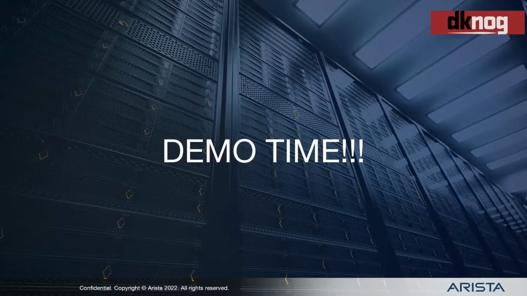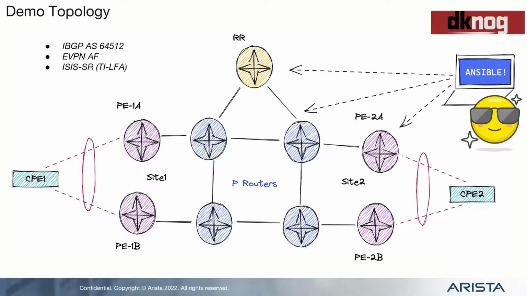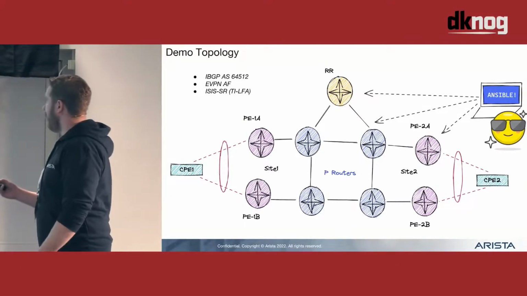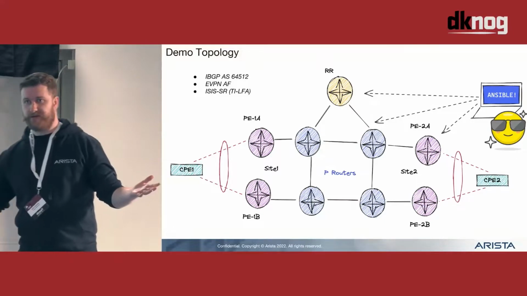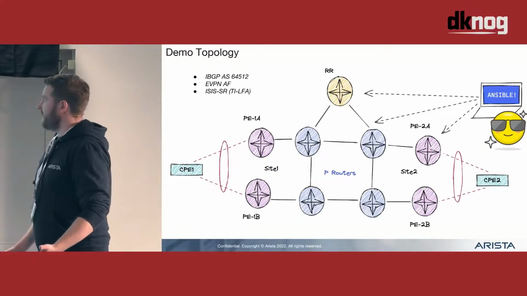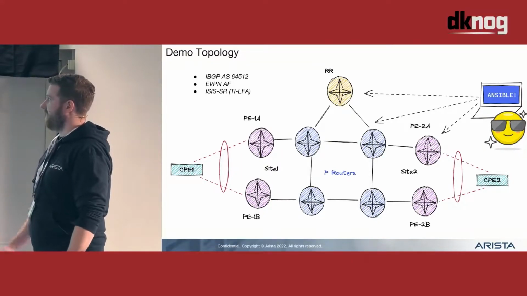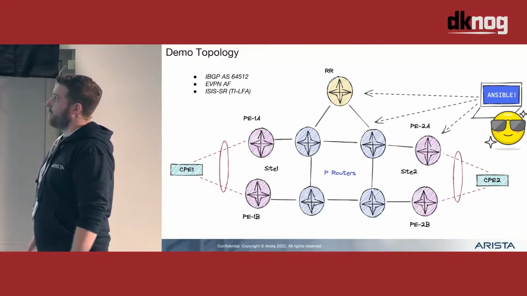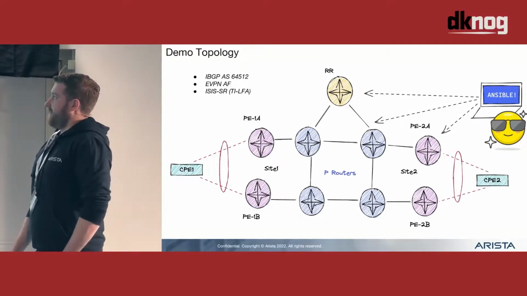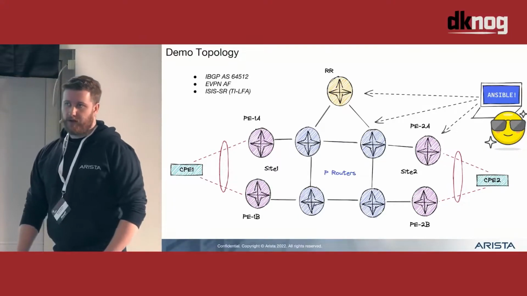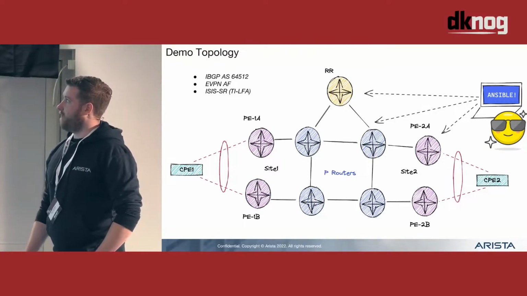So demo time. Cool. You remember the topology, hopefully. This time, this happy little operator guy, it's me. You can see the resemblance, I think. It's very happy because now he has Ansible to do the heavy lifting in terms of generating and coming up with a configuration and deploying it to devices. So we have an ISIS segment routing network running the EVPN address family as the overlay.